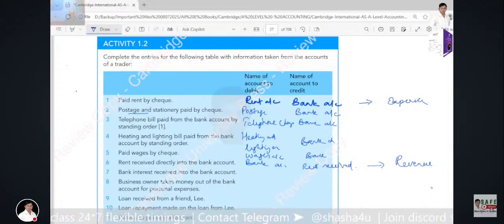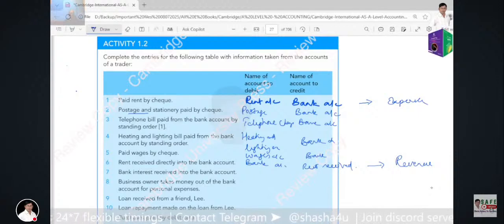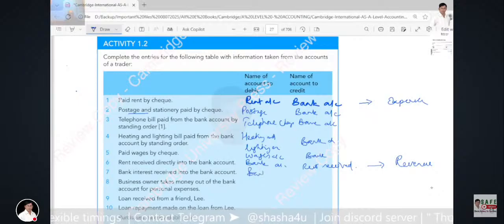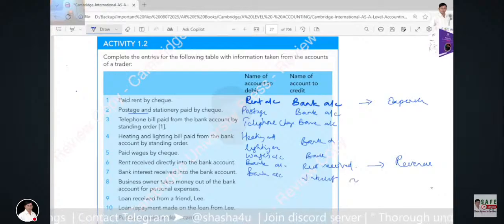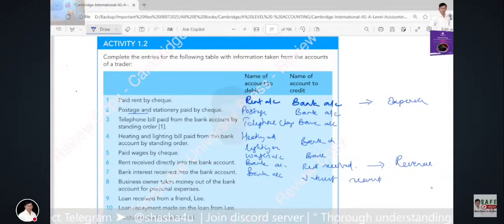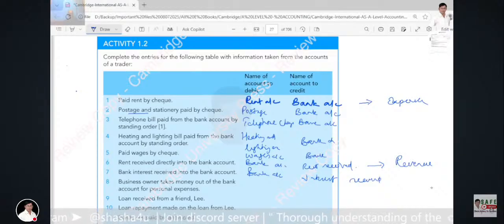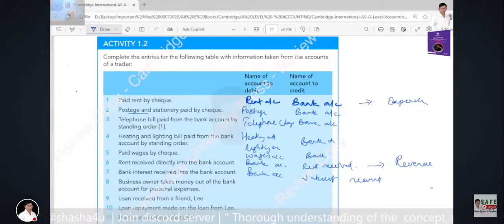Bank interest received into the bank account. What is happening? We are receiving money in the bank, and we are receiving interest. So interest received. Again, interest can be received and paid also, so we have to specify whether it is received or paid. Business owner takes money out of the bank account for personal expenses. What is happening? Drawings.